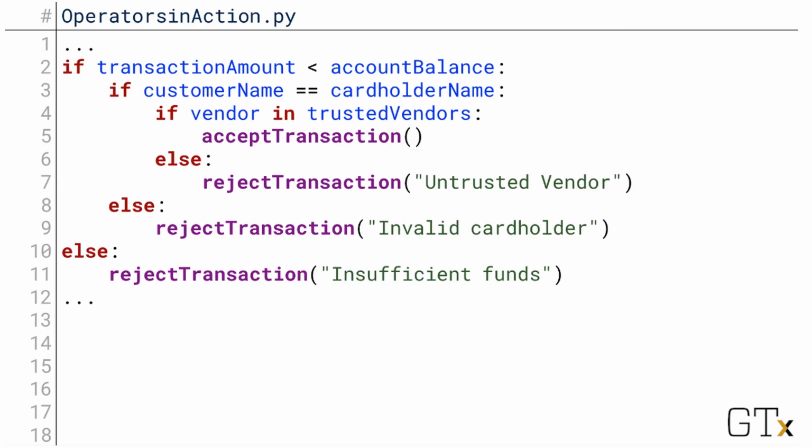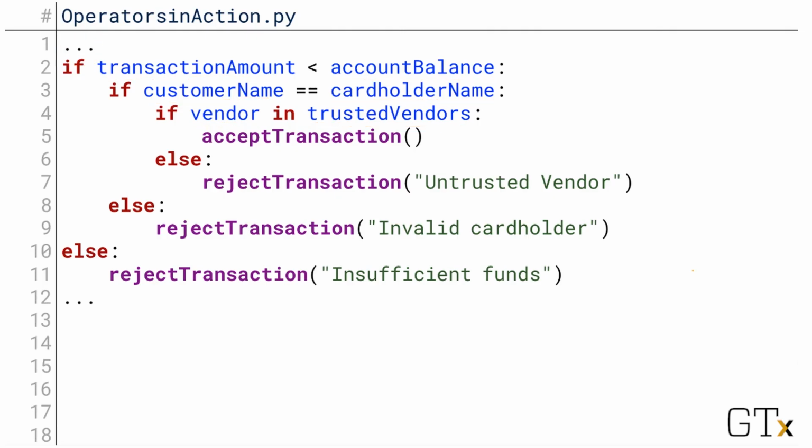Now, this is the longest and most complex chunk of code we've seen so far, so don't let it intimidate you. Learning to understand code that you can't fully read is a valuable skill. Note first, like I mentioned, that this is a part of some larger segment of code. So we have some variables: transaction amount, account balance, customer name, cardholder name, vendor, and trusted vendors. And we would assume that those were defined somewhere earlier in our code.